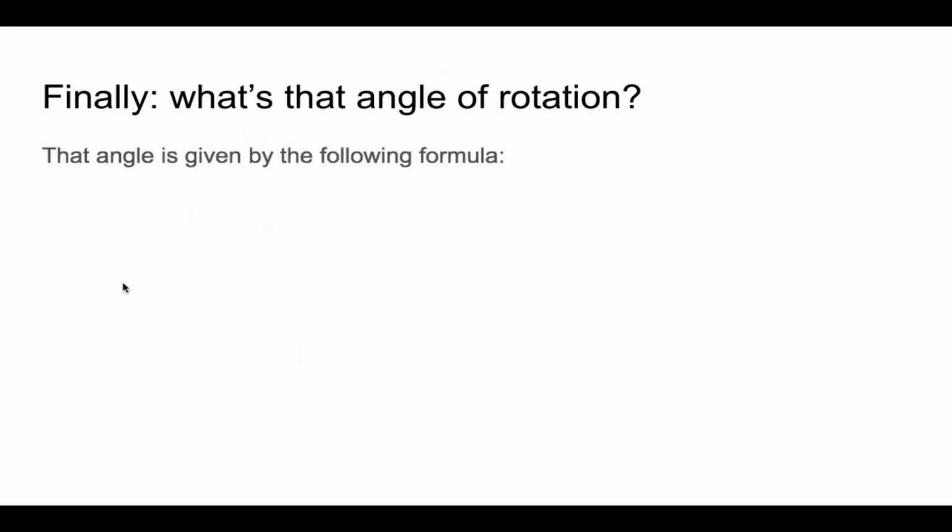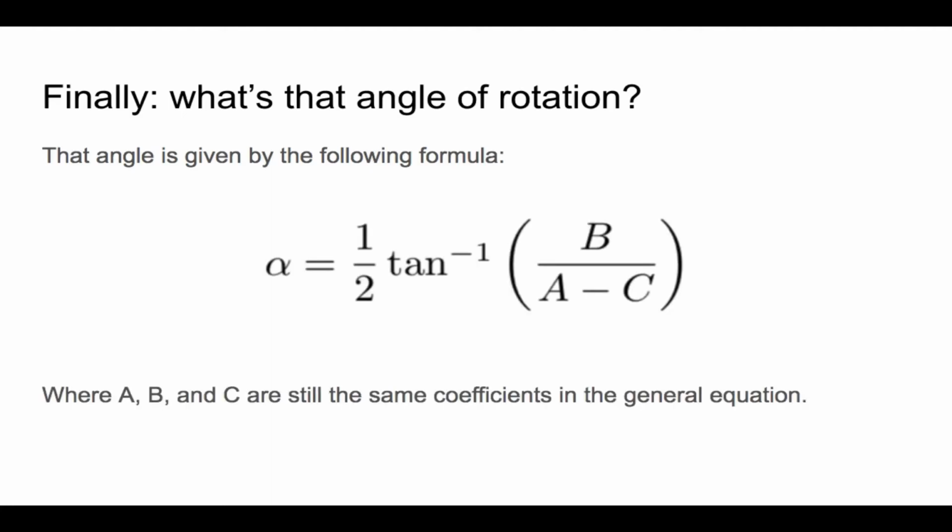The angle of rotation is given by this formula. We call the angle alpha, and you just have to multiply 1/2 times the tangent inverse of this fraction, where the a, b, and c numbers that you put here are still the coefficients in the general equation. That's simple.